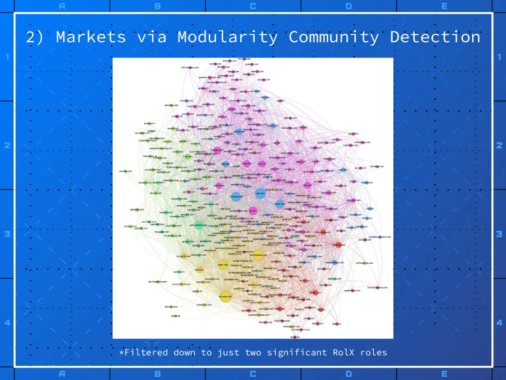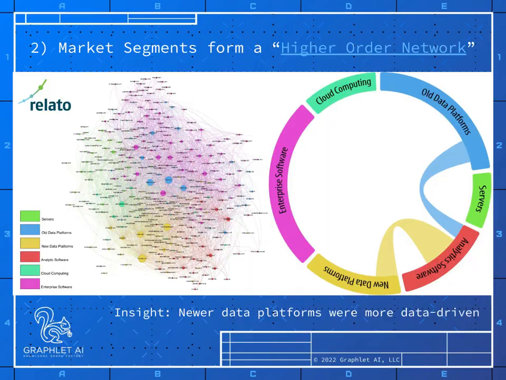And then we applied community detection via modularity. And you can see we colored by the cluster. And these are actually like submarkets or economic segments of the big data market. From there, we linked the clusters. And here's a chart. For example, you can see how they interconnect based on the number of connections between clusters. So new data platforms had a thicker connection to analytics software than old data platforms because they were more data driven. You know, that was an interesting conclusion we could reach.